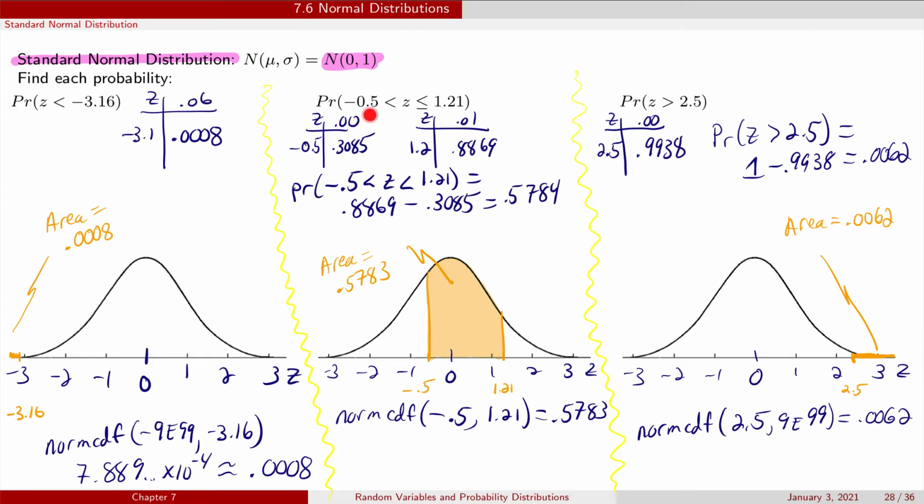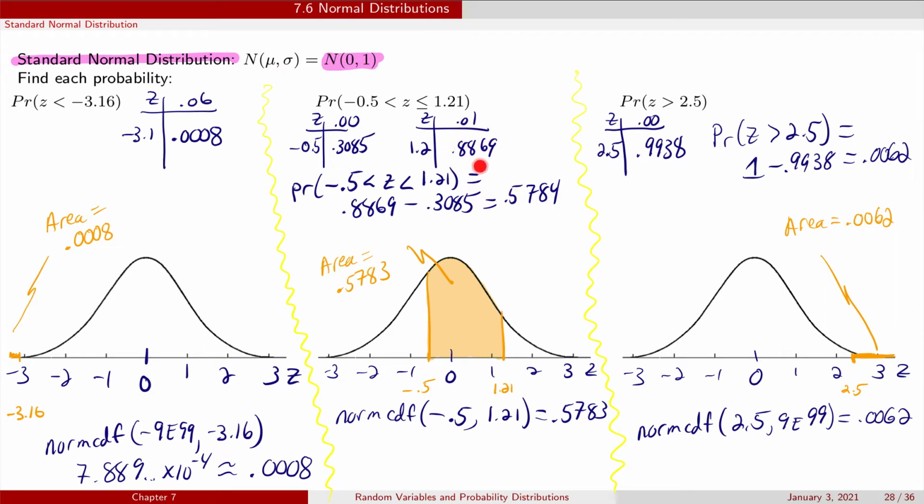Second question: what's the probability a z-score winds up between negative 0.5 and positive 1.21? So again, we're going to find two areas using our z-table. Negative 0.50 has an area of 0.3085, and 1.21 has an area of 0.8869. To find the probability that z is between those two, I'm going to subtract the areas. And the reason is this: z-tables give you the area from a certain point down. So negative 0.5, the area down is 0.3085. I don't want that area. I just want from negative 0.5 to 1.21.